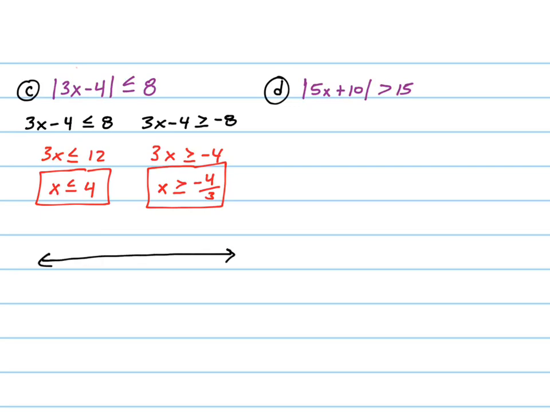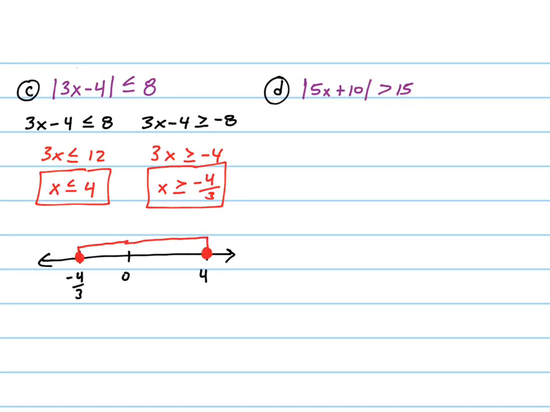So notice that in the last problem we saw like this where it was less than, we saw that they came together. When the absolute value started as less than, we saw that the two graphs came together. Let's see what happens here. So we've got negative 4/3, put 0 here, we'll put 4 way over here. So at negative 4/3, we have a closed circle, and we're going to the right. At 4, we have a closed circle, and we're going to the left.